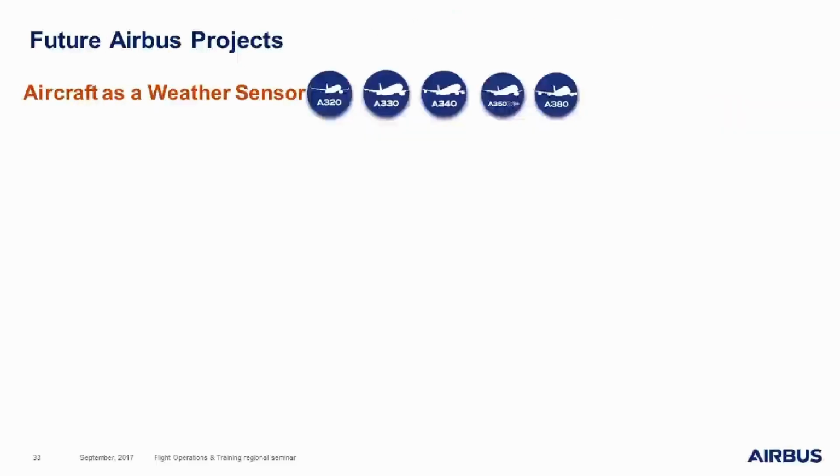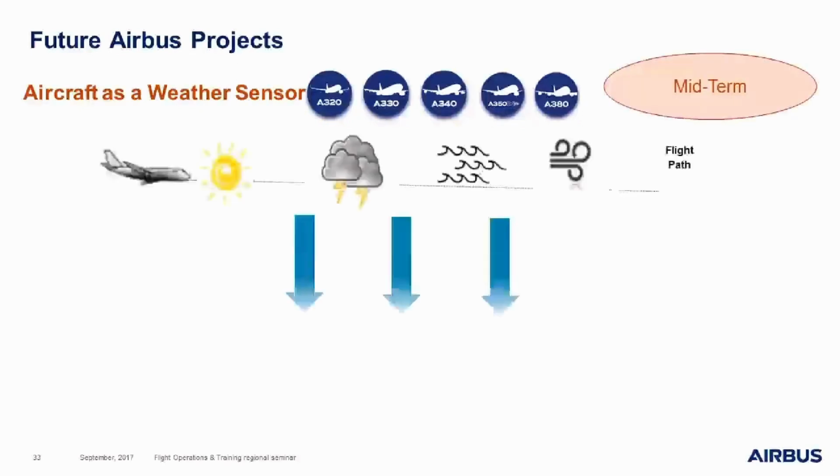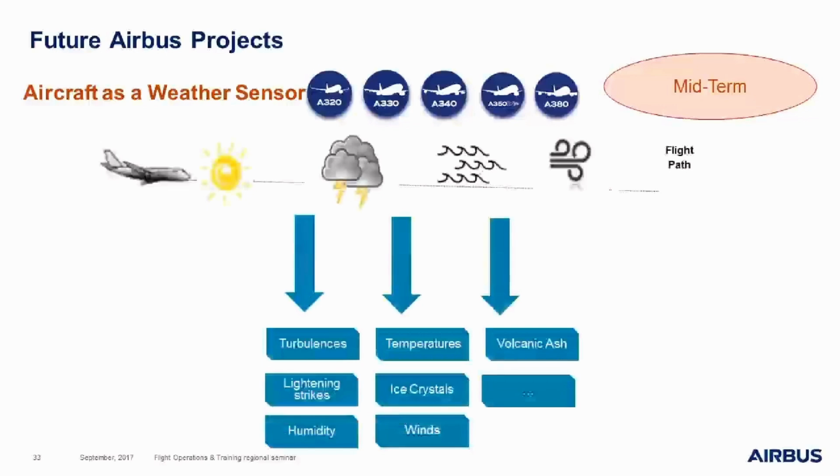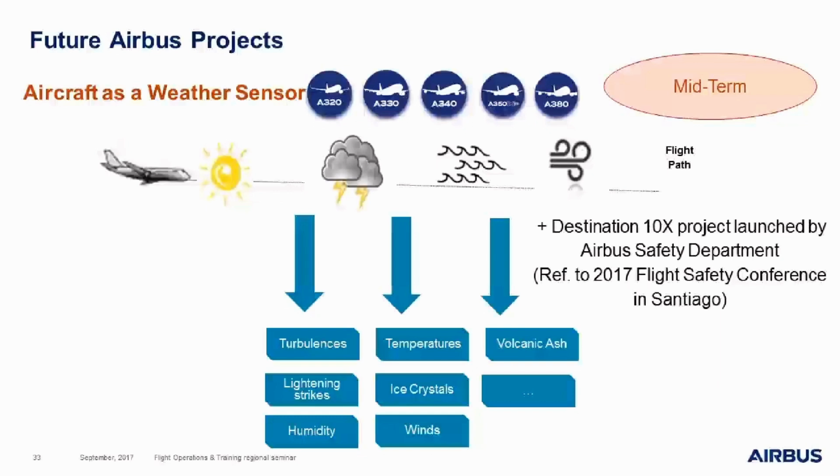Another project that we have in Airbus is what we call the aircraft as a weather sensor. This is a mid-term project. The aim is to use all aircraft as meteorological balloons that could be able to sense different weather conditions, turbulences, temperatures, ice crystals, winds, etc. Then the aircraft could send this information down to the ground, and then this could be reused by other aircraft or by the ground.